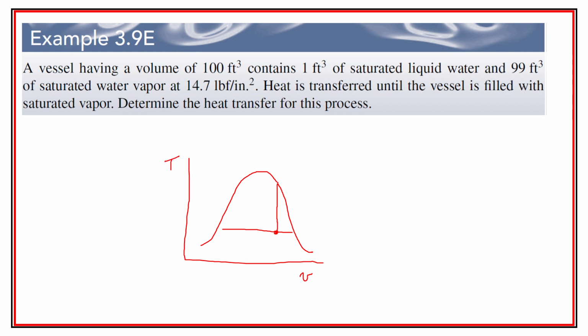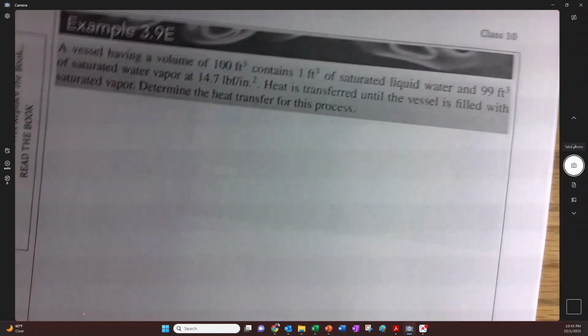Because it's a rigid tank, the volume of the tank doesn't change and the mass inside of the tank doesn't change, so we have the same specific volume. And we want to find how much heat is done in this transfer process if we go straight up. And so we fill it with a saturated vapor so that it's 100% saturated vapor, meaning that it's touching on the vapor dome.